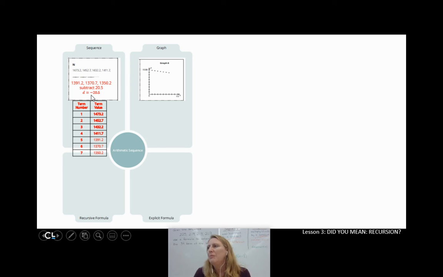My last arithmetic one, this one got crazy, but we could see the common difference is negative 20.5. So for the recursive formula, we have a sub n equals a sub n minus 1 minus 20.5. For my explicit formula, I have to include the fact that my first term was 1,473.2. So here's my first term minus 20.5, because that was my common difference, times n minus 1. So you've got all of your arithmetic ones.